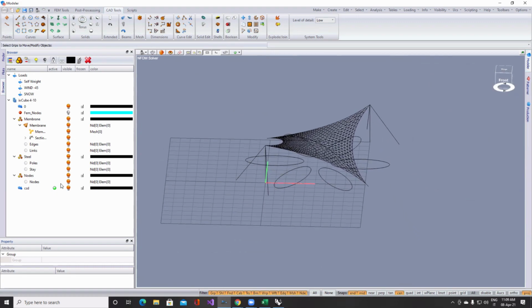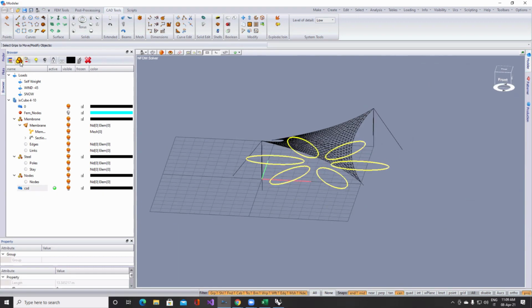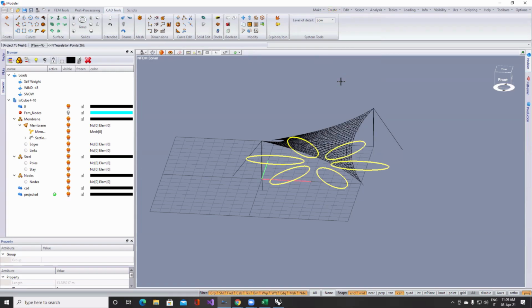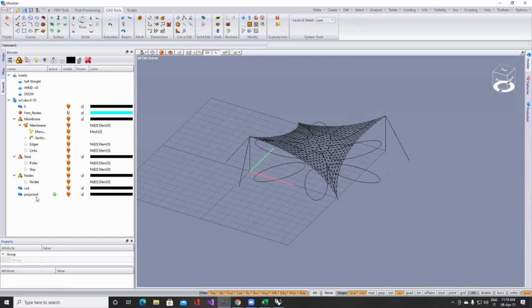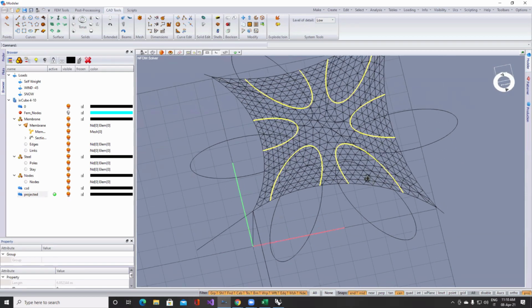So how can we do that? Well, a double click on the layer will select these curves. Let's make a new layer, and this layer I will call projected curves. We will activate the new layer. In the create toolbar, we have the tool project to mesh. Project to mesh will ask me how many projection points, discretization points: 36. I leave it, okay. And we have generated curves, those curves projected on the surface like that.